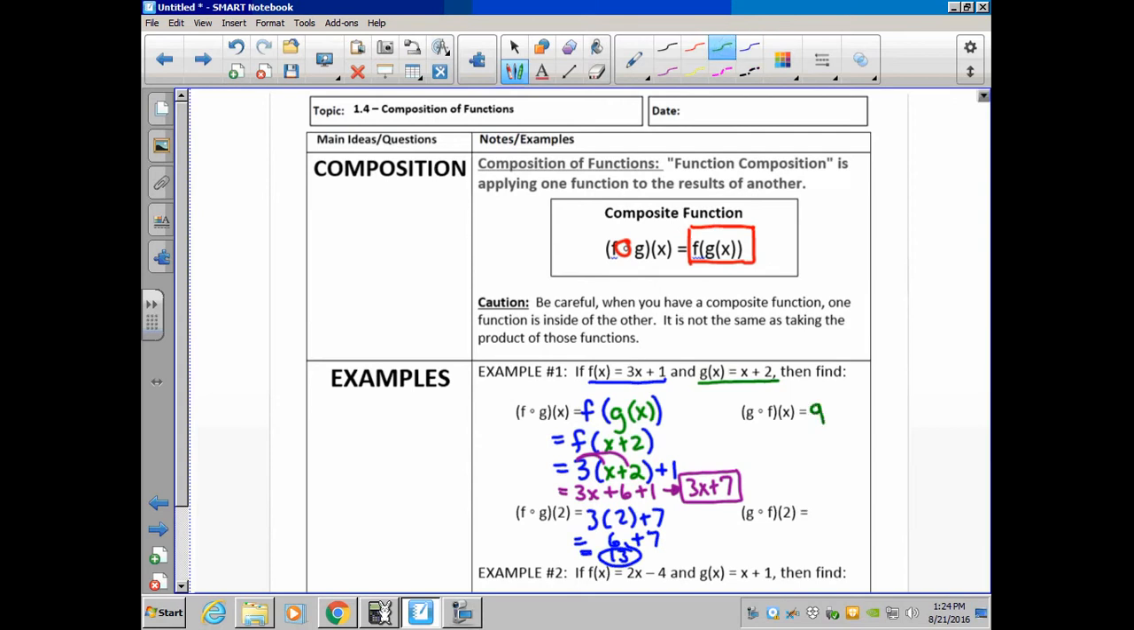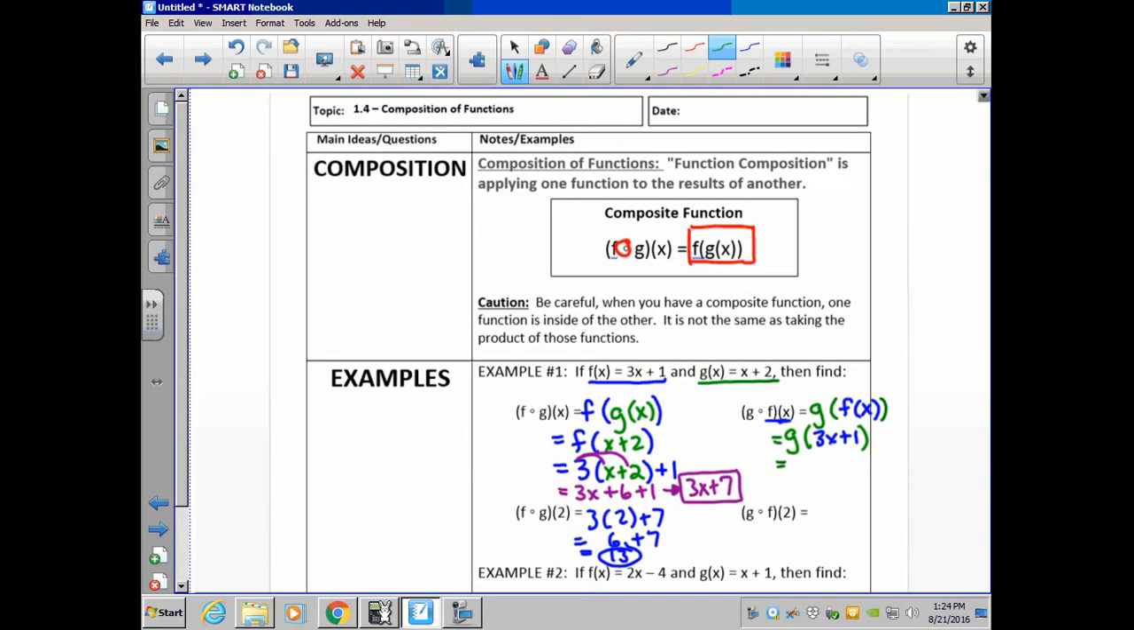Here I've got g of f of x. Okay, so whatever comes last there, that's what goes inside the parentheses. G of f of x. So this is equivalent to g of 3x plus 1, because that's what f of x is. So I'm replacing x in my g function with 3x plus 1.